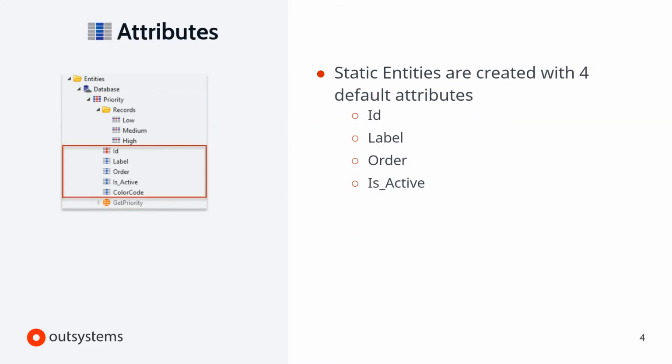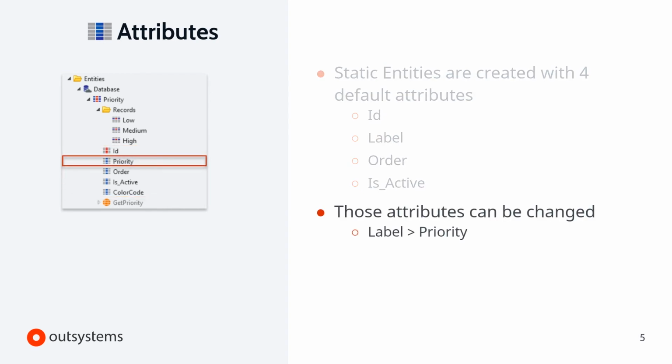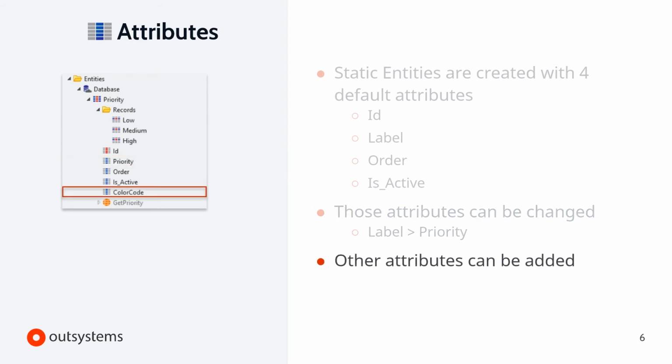By default, when we create a static entity, it is created with 4 attributes: an ID, a label, an order, and is active. You can change these default attributes, and here we can see just that. In the example you see on the left of your screen, the label attribute has been changed to priority. And you can also see that besides the 4 default attributes, we also have a 5th one, so you can add other attributes. In this case, the color code attribute has been added to the priority static entity.